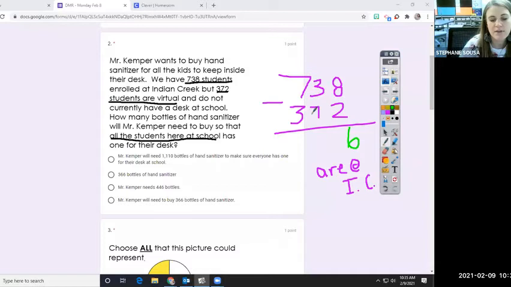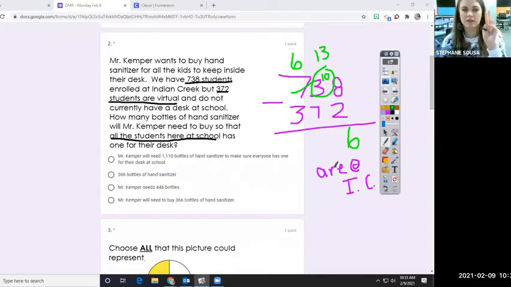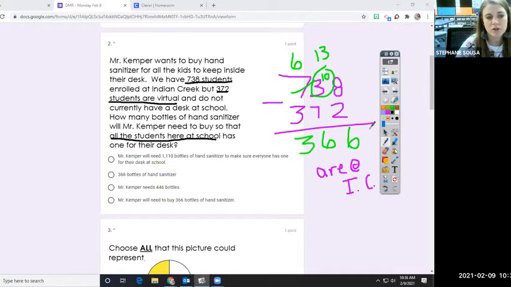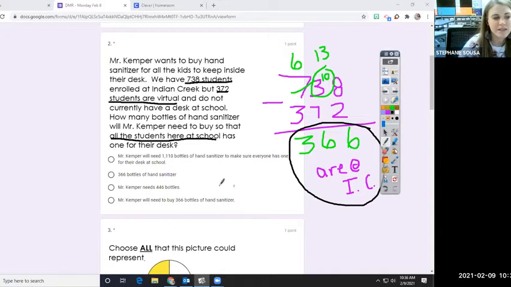3 tens subtract 7 tens is impossible. So we've got to regroup. We're going to borrow 10 tens from our hundreds, and we're going to add them to our tens place. So that now gives us 13 tens. Subtract 7 tens is 13, 12, 11, 10, 9, 8, 7, 6 tens. 6 hundreds subtract 3 hundreds is 3 hundreds. So our total answer is there are 366 students at Indian Creek, so we need 366 bottles of hand sanitizer.